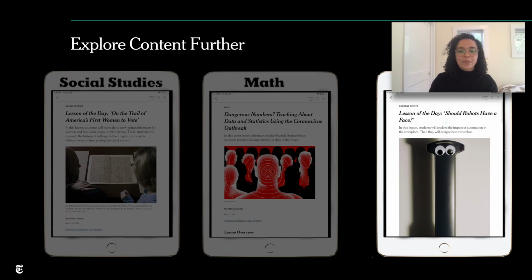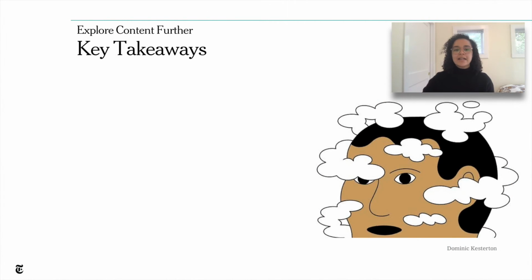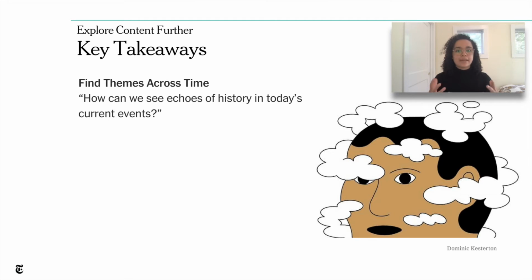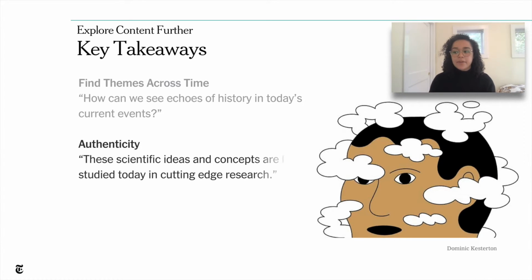So a couple of takeaways in terms of content. So we try to find themes across time or give students opportunities to make those connections. This can be particularly true for social studies and history teachers who want their students to make connections between the past and the present. Also, authenticity. We know that for science and math teachers, it can be great to show here's something that we've learned in the classroom and how researchers are actually applying it on the ground and in their field.